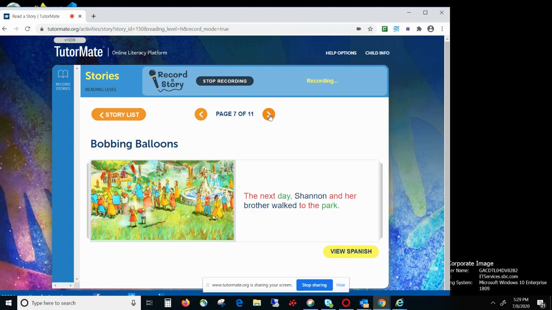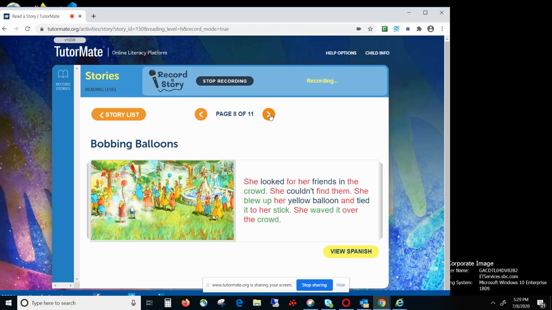The next day, Shannon and her brother walked to the park. She looked for her friends in the crowd. She couldn't find them. She blew up her yellow balloon and tied it to her stick. She waved it over the crowd.